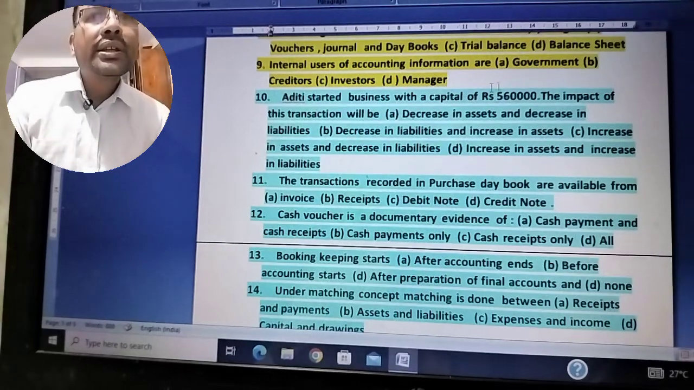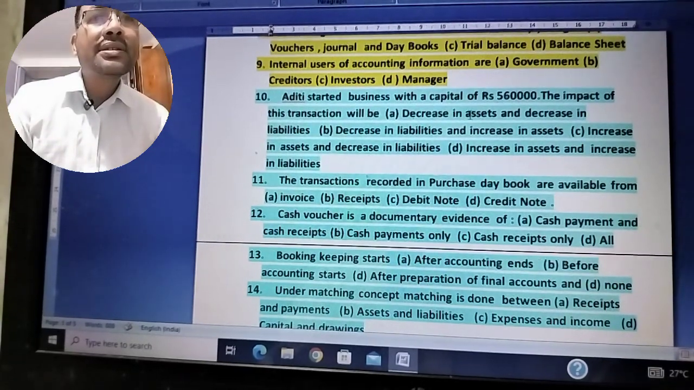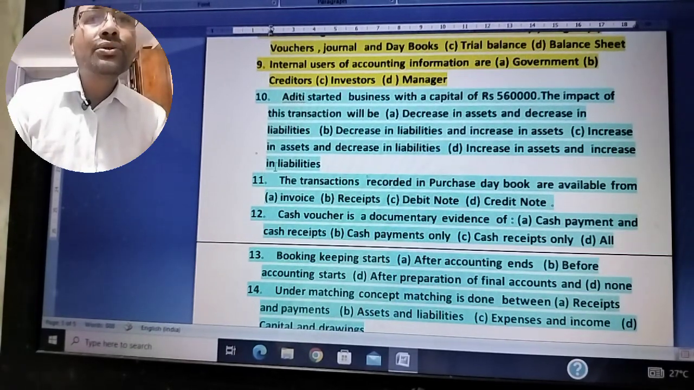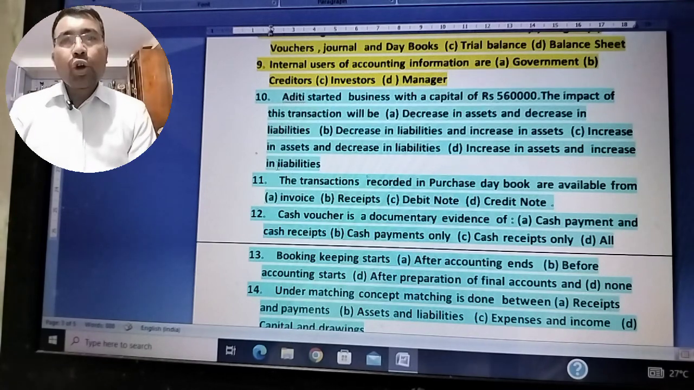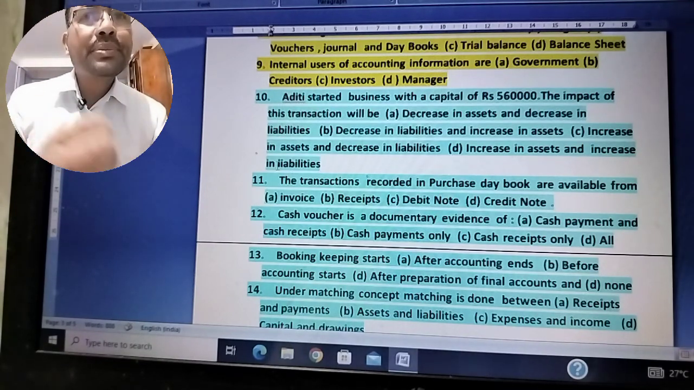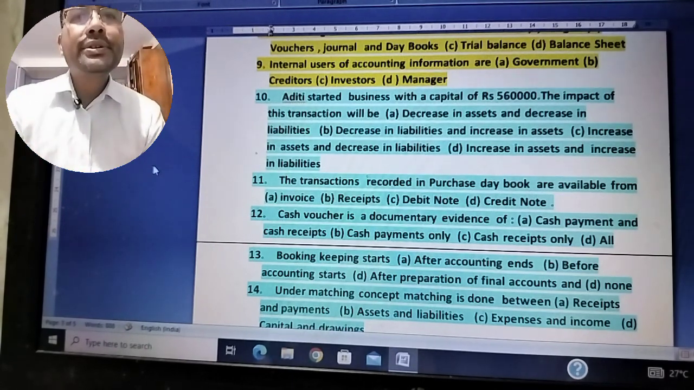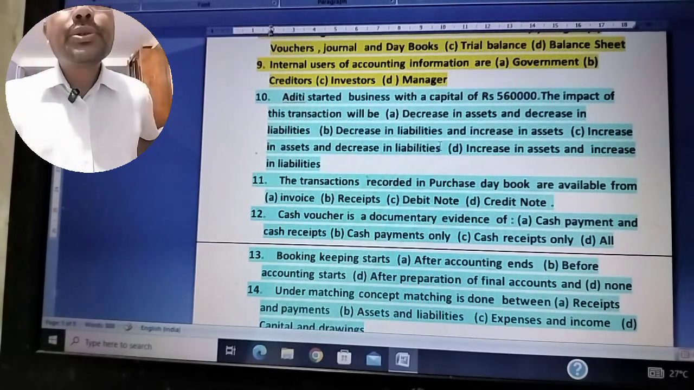So let's see the question. The impact of this transaction will be a decrease in assets and a decrease in liabilities. No, it is incorrect. A decrease in liabilities is incorrect. An increase in assets is correct, but a decrease in liabilities is not. An increase in assets and a decrease in liabilities is also incorrect. So an increase in assets and an increase in liabilities, so option D is correct. Whenever a business is started by putting in cash, it leads to an increase in assets as well as an increase in liabilities. So option D is correct.